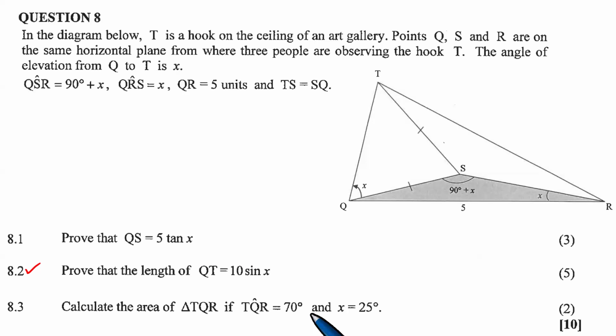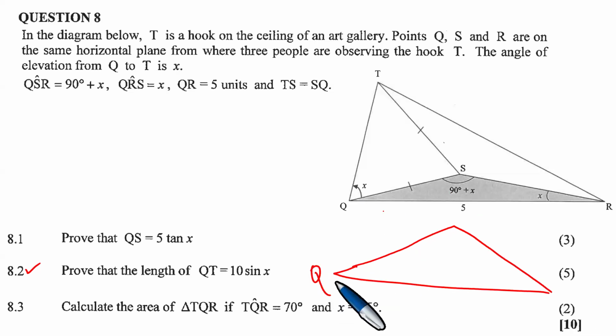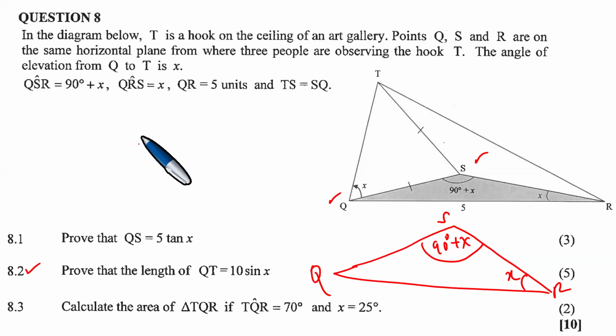I'm giving you a chance to try 8.2. QT is 10 sine X, but look, we have the base triangle that is at ground level: Q, S and R. This angle is 90 degrees plus X and this one is X. We want to prove that the length of QT is 10 sine X. The angle of elevation from Q to T is X, meaning this angle here is X.